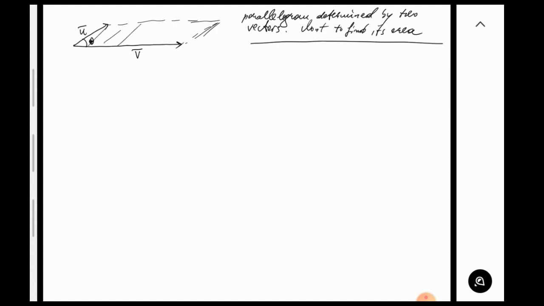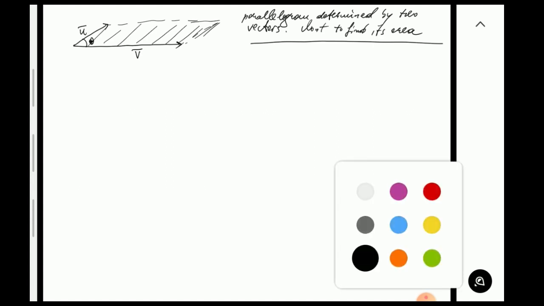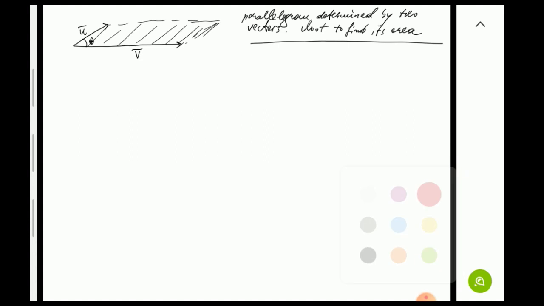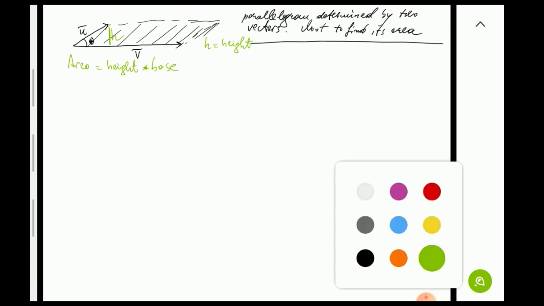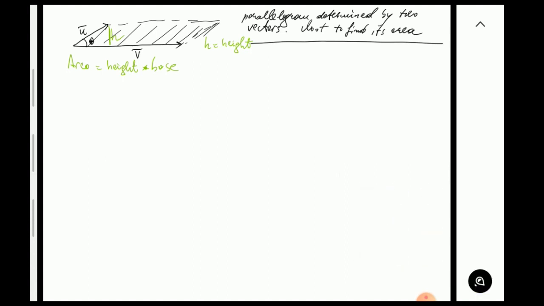So if I want to find the area of a parallelogram, remember the geometric formula for it is to multiply the height, let's say h is the height, times the base, right? So the area is the height times the base. And let's see how we actually translate this in terms of the vector notation.